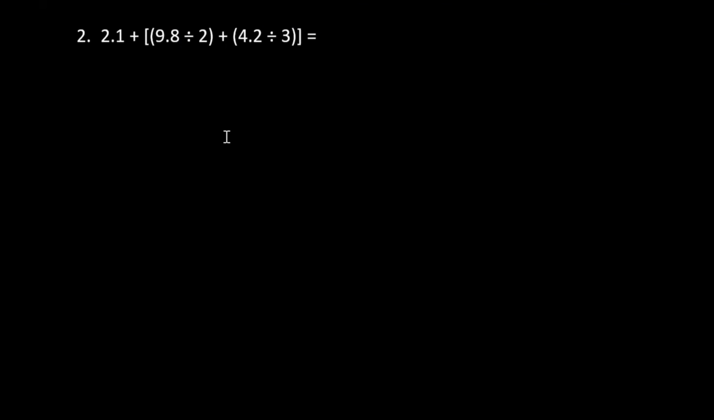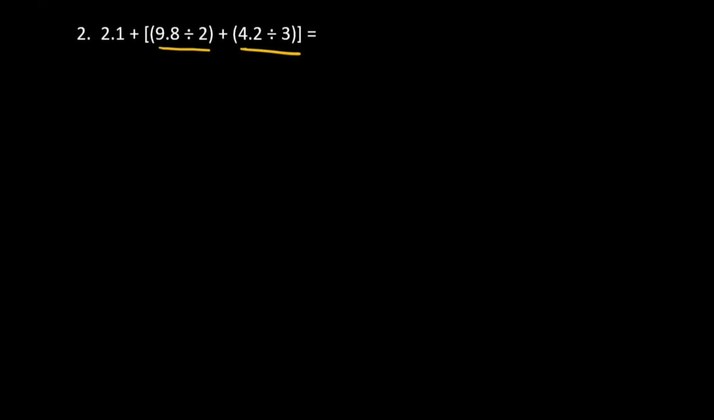The second question says 2.1 plus 9.8 divided by 2. So over here, actually 2.1 plus in brackets, in parentheses 9.8 divided by 2 outside parentheses plus 4.2 divided by 3. So that's a lot to say actually. But anyway, so we had to solve 9.8 divided by 2 and then 4.2 divided by 3.